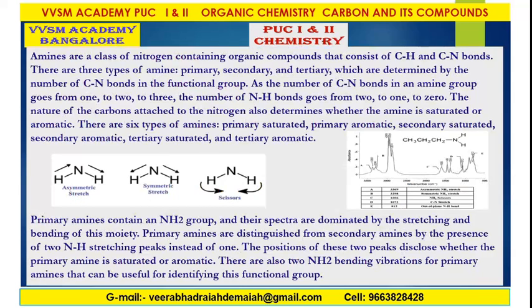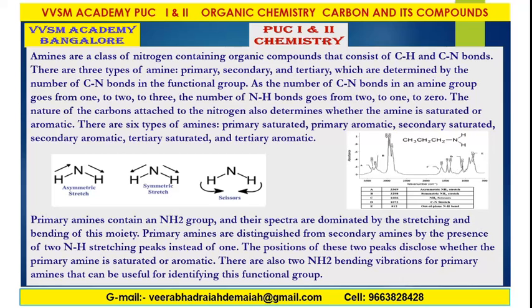Amines are a class of nitrogen-containing organic compounds consisting of CH and CN bonds. Already we have discussed CN bonds in the functional group. As the number of CN bonds in the amine group goes from 1, 2 to 3, the number of NH bonds goes from 2, 1 to 0. I told you, as CN bonds increase, NH bonds decrease. Now, how do you decide whether it is a primary amine, a secondary amine or a tertiary amine?